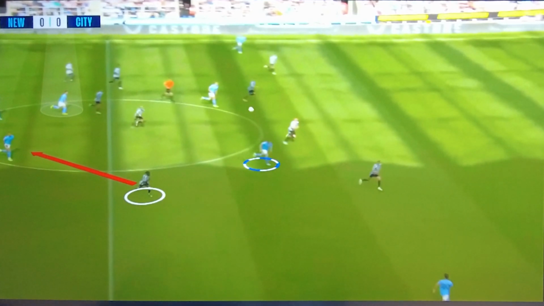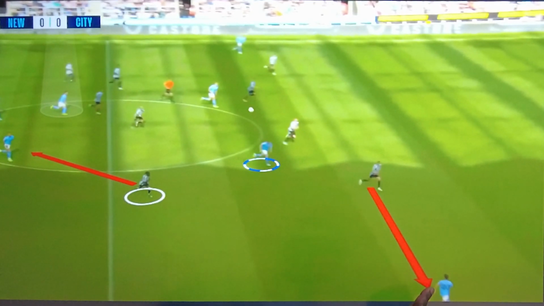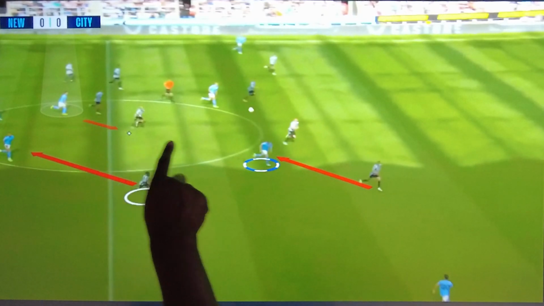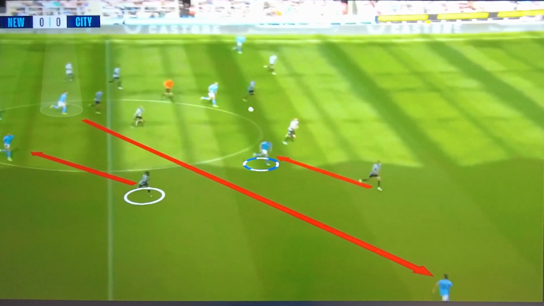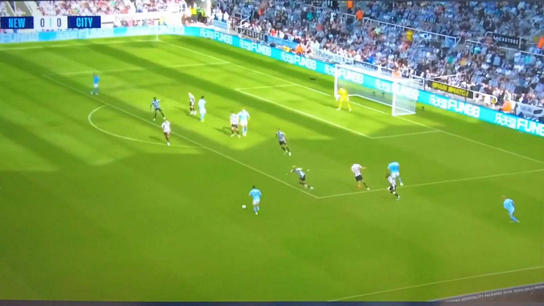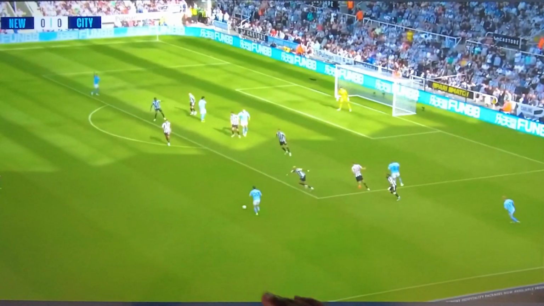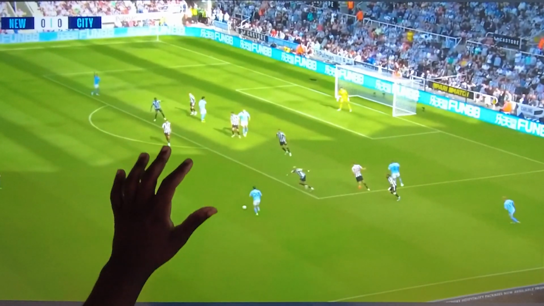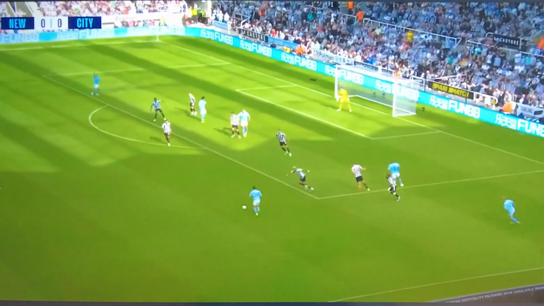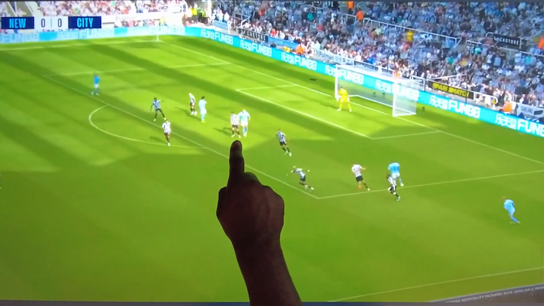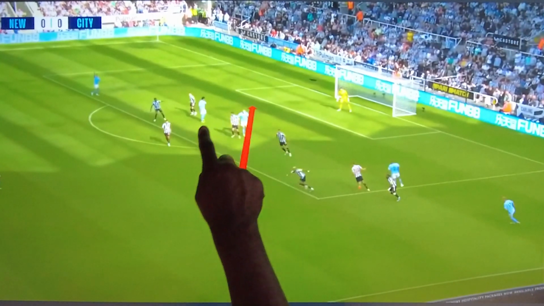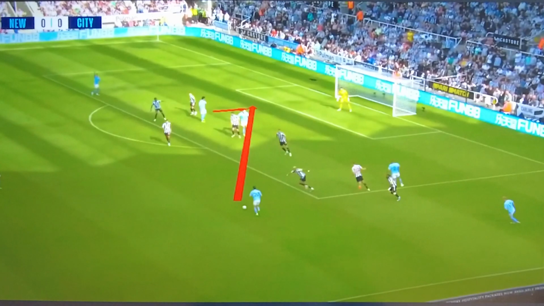De Bruyne in the half space meant that the fullback could not come out to Bernardo immediately, and was instead covering him. So Gundogan is the man who gets the switch out towards Bernardo. Bernardo then gets on the ball in dangerous situations, and City do tend to overload the box when the ball is on the right, with Haaland, the left-sided 8, and the winger all coming in towards the back post. Here, the centre-back is occupied by Haaland, so Gundogan is able to get on the end of that cross.